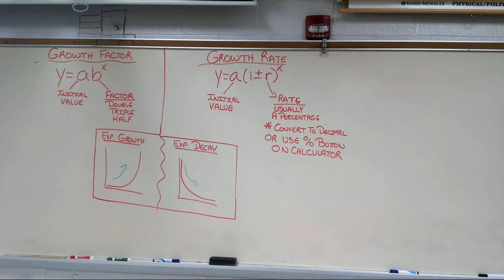So anytime that you're given one of those, you have to use that particular formula, y equals a times b to the x power. Now, if you're given a percentage or a rate of growth or a rate of decay of something growing or declining, you have to use the growth rate formula, where you have y equals a times the sum of 1 plus or minus whatever your rate is, raised to the x power.